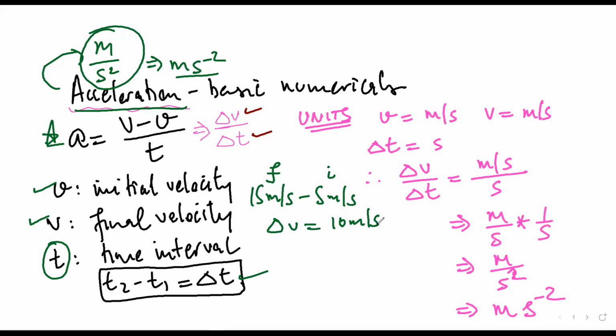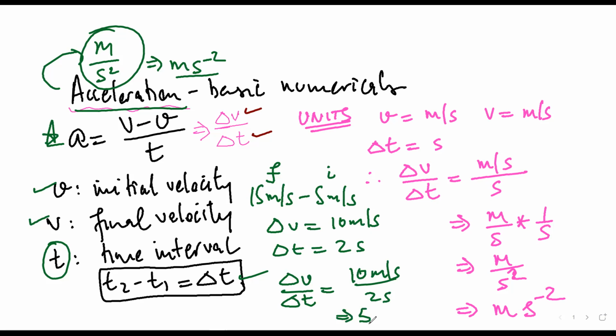Are we clear? So this change in velocity has happened in 2 seconds. So the time interval that I am tracking is 2 seconds. Now see what will happen. If I do delta v upon delta t, this would be 10 meter per second upon 2 second. So this would be 5. Are we okay till here? Now let us examine this meter per second upon second.